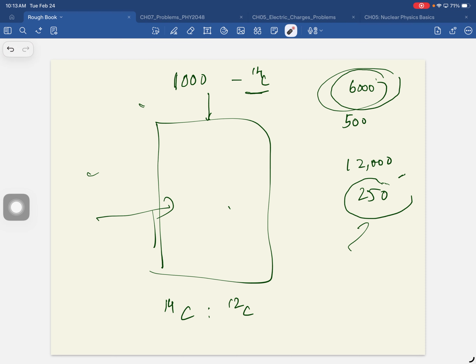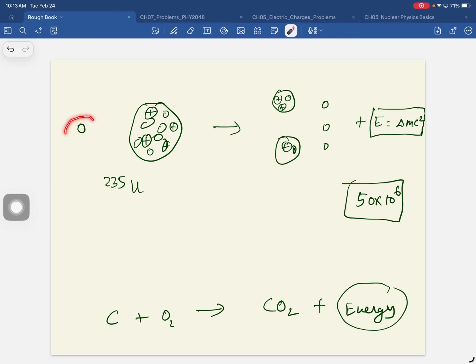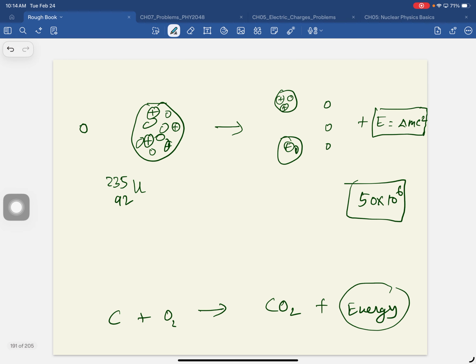Okay, now you'll understand this thing. So when you split a uranium-235 nucleus, uranium-235 is a large nucleus. It has 92 protons. It's a large nucleus and it needs a lot of neutrons. Do you see it has 92 protons, and how much is 235 minus 100 is 135, and then plus 8, 143 neutrons.